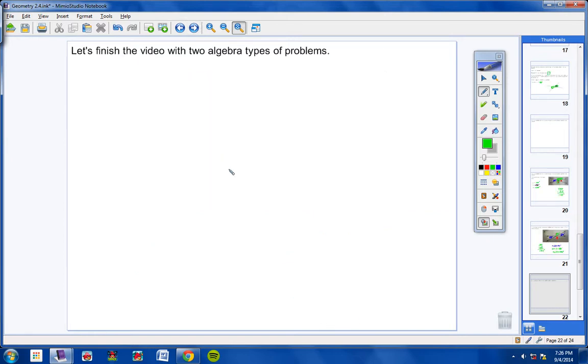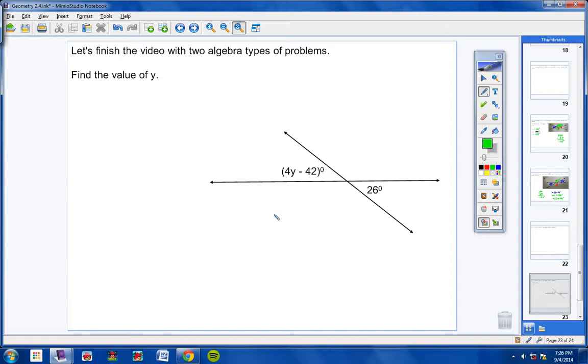Let's finish the video with two algebra types of problems, okay? So here they are. Go ahead and copy this in your notes. You can work ahead or watch me, whatever you would like to do. We have 4y minus 42, and then over here we have 26 degrees, okay? We're going to solve for y. I'll pause a second here while you copy this down.